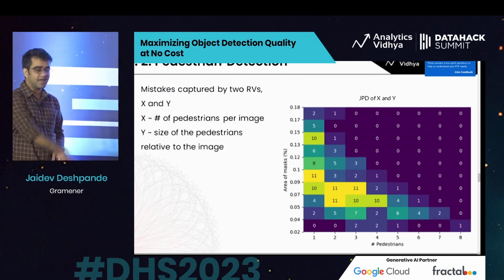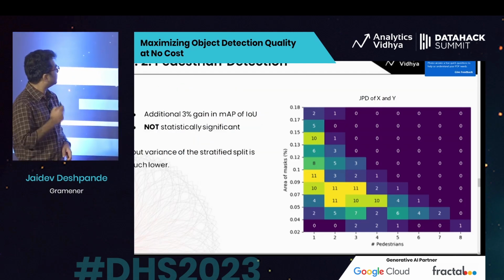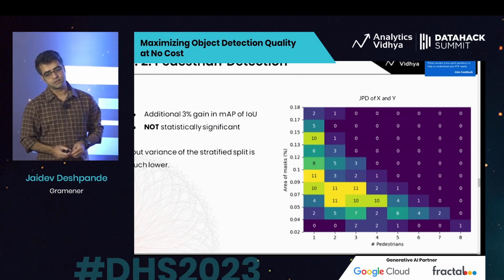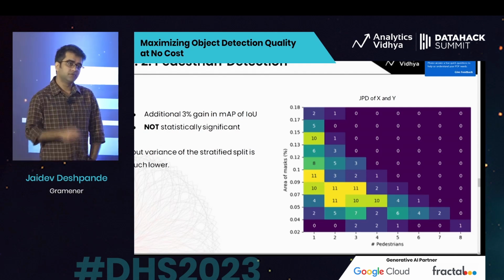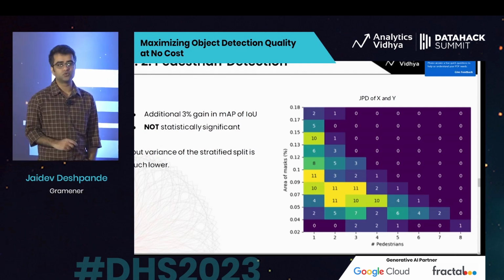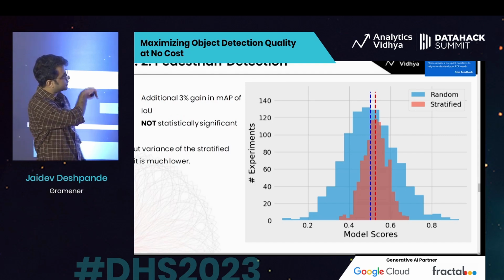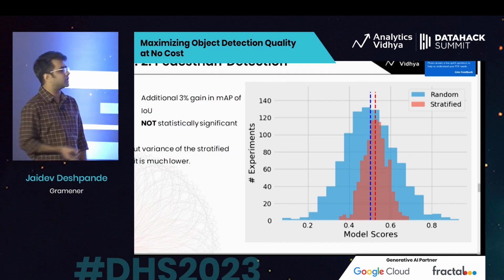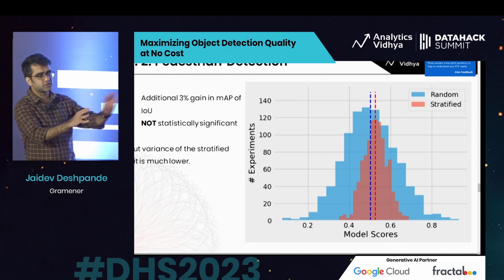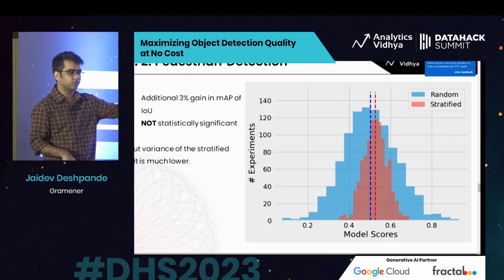Now, here's the interesting part. When we did that, we got an additional 3% gain, but not statistically significant. But the variance of the stratified splits was much lower. So what we ended up with was something like this: the red histogram that you see. And again, the normal distribution is a little bit of a hoax there. It doesn't actually follow a normal distribution.